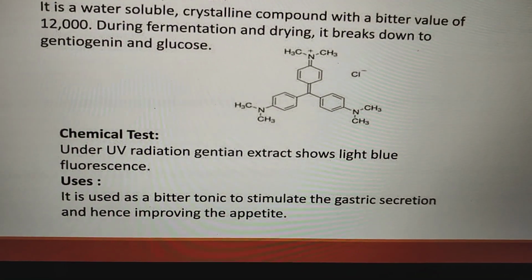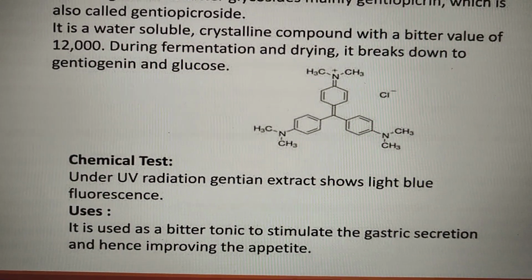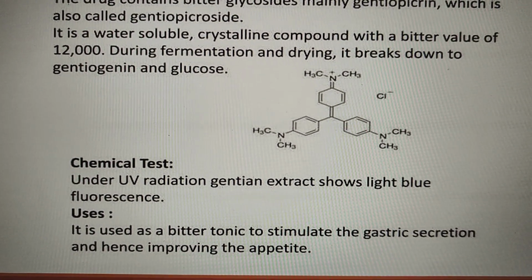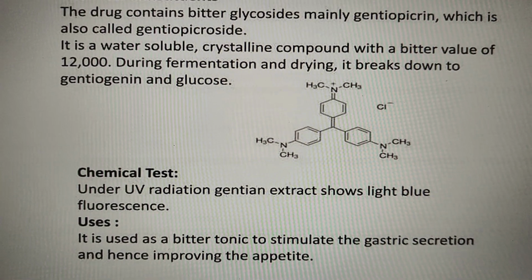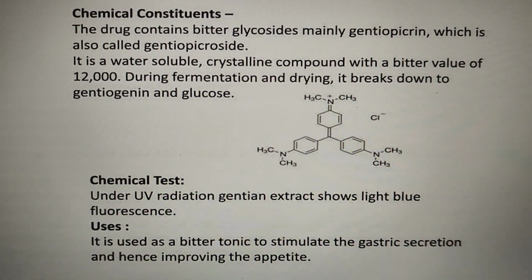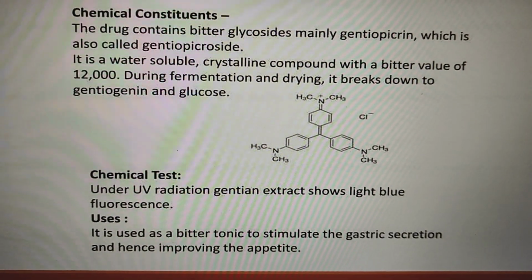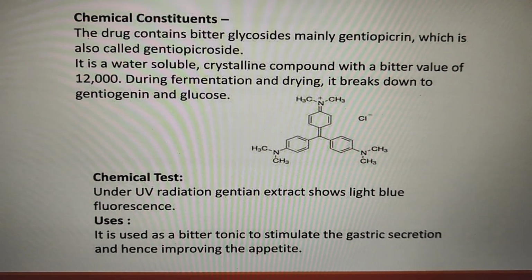Then uses. It is used as a bitter tonic to stimulate gastric secretion, hence it improves the appetite. That's why it is used as a bitter tonic. Okay, this is about gentian. Thank you.